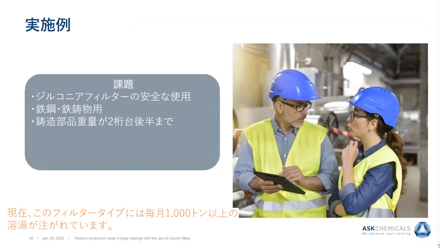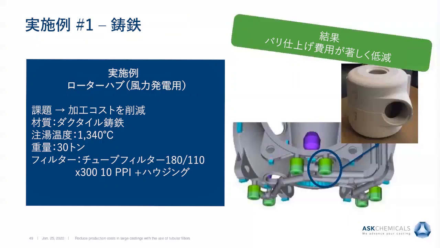And then we start with the case studies. We will start here with iron as the liquid metal. You can see the casting is a rotor hub for wind power. The first case here includes the use of the tubular filters at a large iron foundry. To meet the high demands that are placed on the casting, foam ceramic filters were used here also.